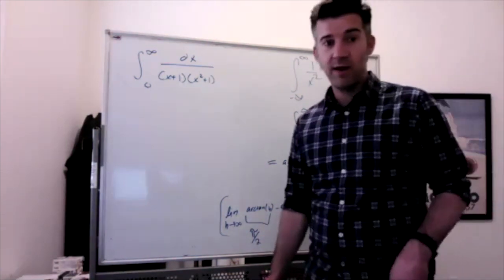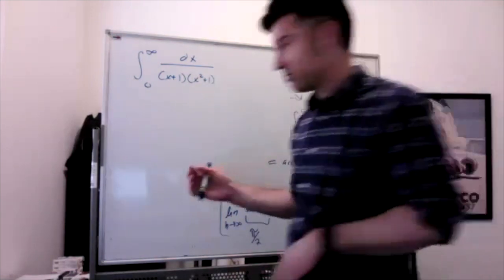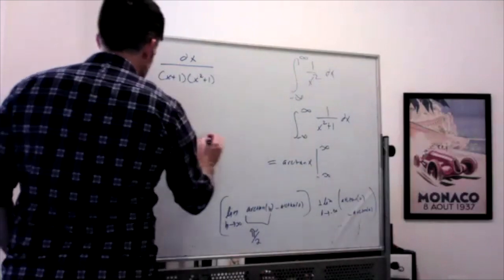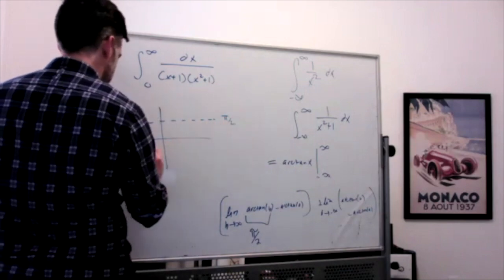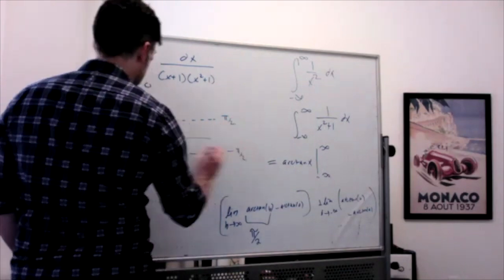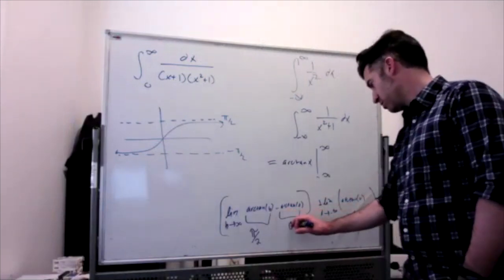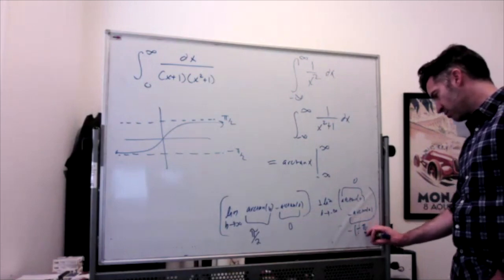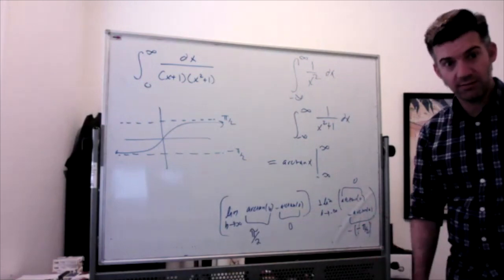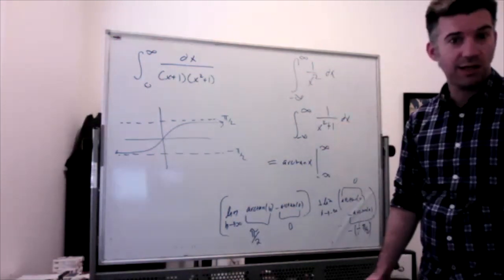The tangent graph has vertical asymptotes at pi over 2 and negative pi over 2. The arctangent graph has horizontal asymptotes at pi over 2 and negative pi over 2. It looks like this. So that part's pi over 2, that part's 0, that part's 0, and that part's negative pi over 2. So you end up getting pi. So the integral from negative infinity to infinity of 1 over x squared plus 1 is pi. Kind of neat.